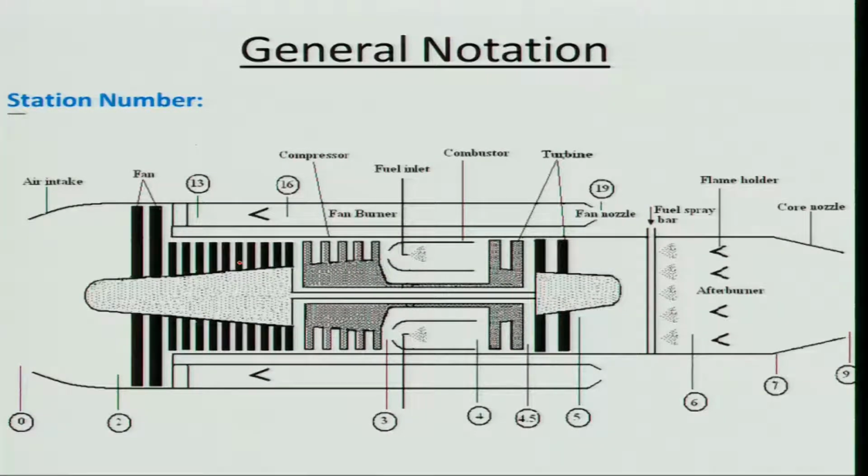For that, let us look at the general notation that we will be using for our analysis. This is a very complex one I have taken. It is basically a turbofan engine with afterburner. From 0 to 9, I use the station numbers for the core engine. This is known as the core engine. You might be thinking why there is a 0 and no 1. If you look at a supersonic air intake, it will be 0 to 1, and 1 to 2 will be the subsonic air intake, which is required particularly for fighter aircraft.